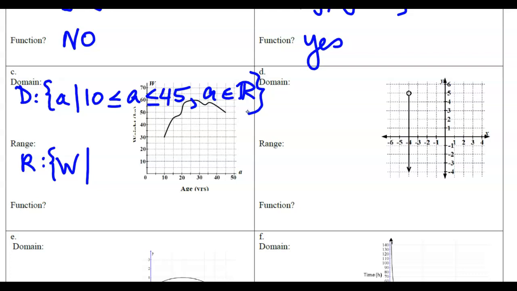Vertically, be a little bit careful. You start from the bottom and look up. The smallest W value is 30. And a lot of you will look at this endpoint here and say it goes between 30 and 50. Do you see any other points that are higher than 50? 60. Yeah, 60. So it's not necessarily going to be the endpoints that give you your domain and range.